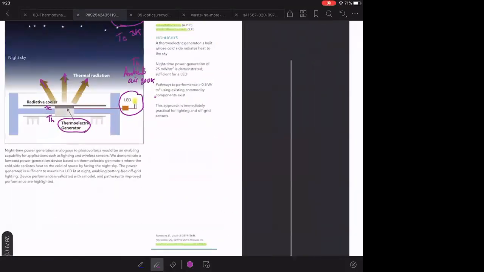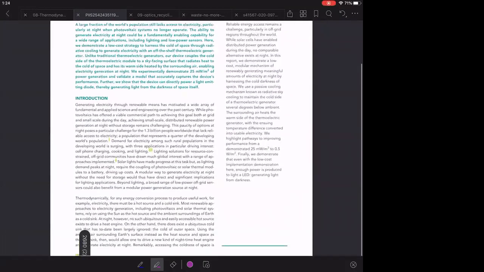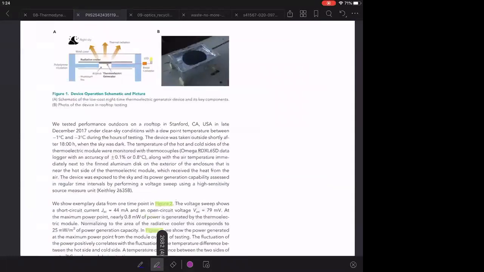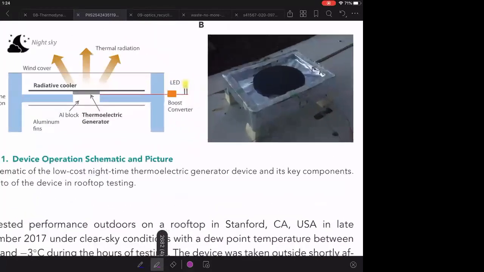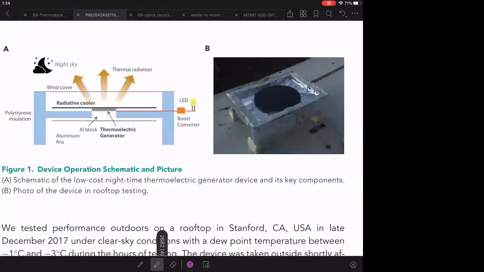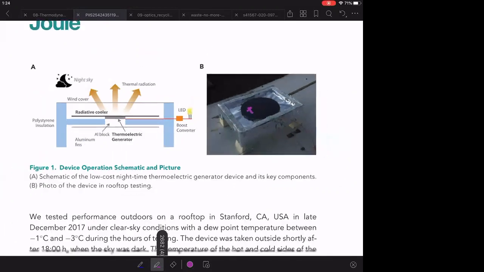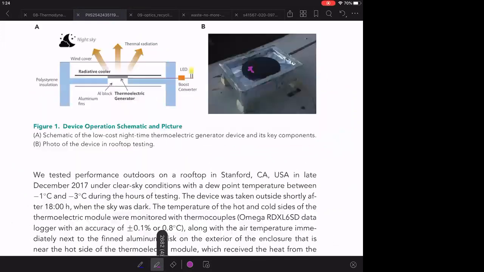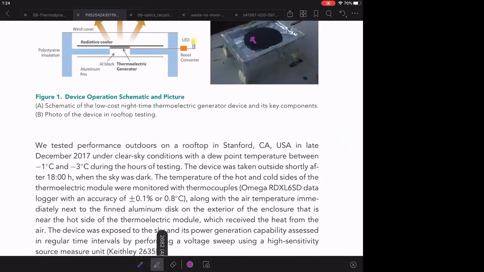So let's, and I posted this paper, and I highly recommend everyone to read it, but I will highlight a couple of figures here. First of all, the system is very simple. As you can see, it's just a piece of polystyrene, and all of this is just bought off the shelf, with some reflectors. And this radiative cooler is also bought off the shelf. I forget exactly what it is. Let's see, it's here somewhere.